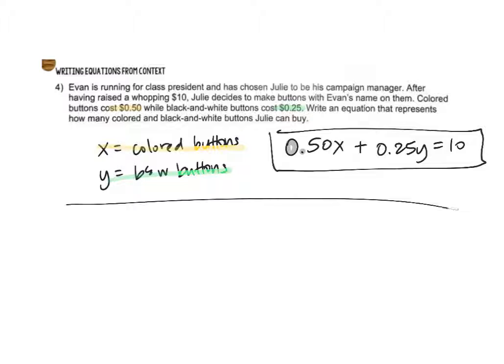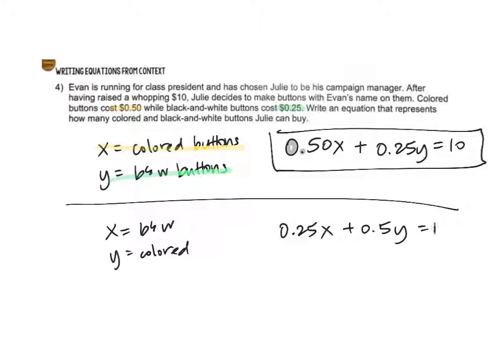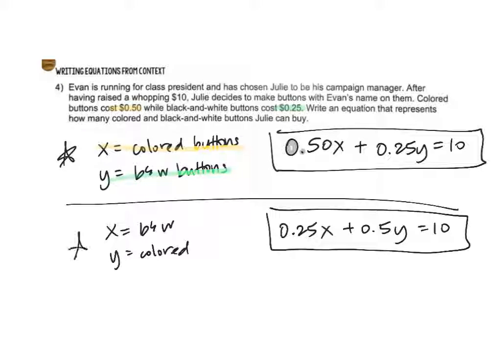Now, you could have also said that X equals black and white buttons and Y equals colored buttons. If you said that, that means that it would be 0.25X because each black and white button costs 25 cents plus 0.5Y because all the color buttons cost 50 cents, and that would have been your equation. Either way, if you label what your X and Y are, then either one would have been correct depending on what your X and what your Y was.